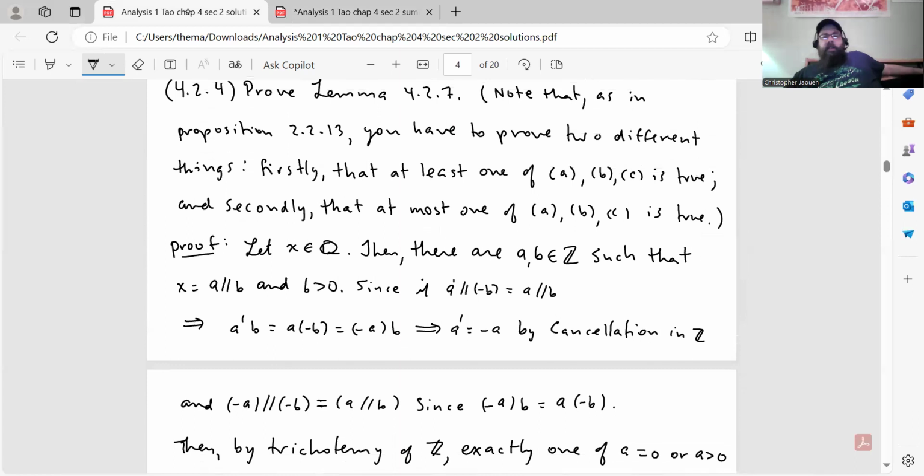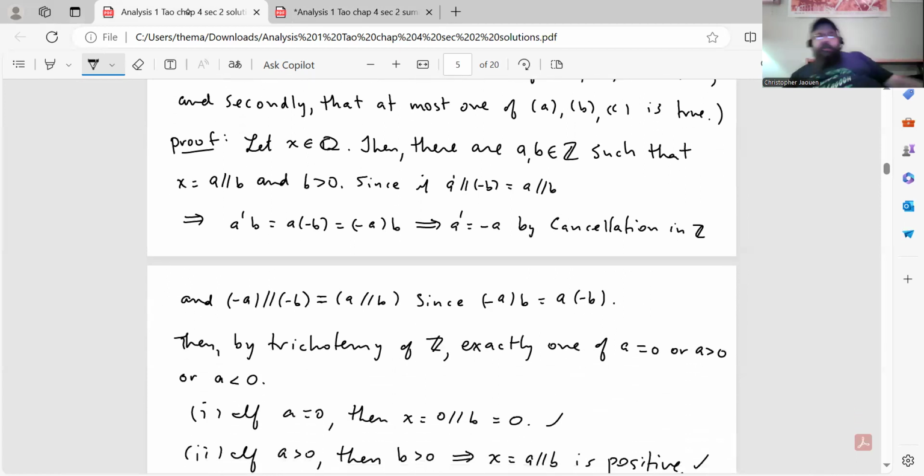Oh, he gives a hint here, by the way. He says, as in Proposition 2.2.13, you have to prove two different things. Firstly, at least one of A, B, C is true. And secondly, that at most one of A, B, C is true. So first, let's show that at least one is true. So let x be a rational number.